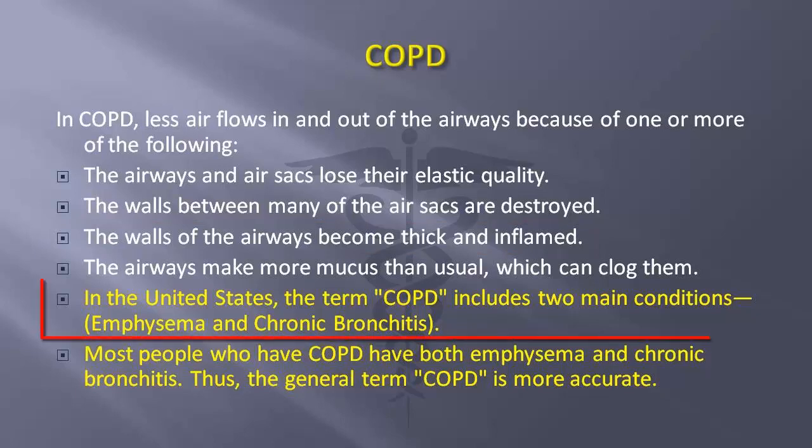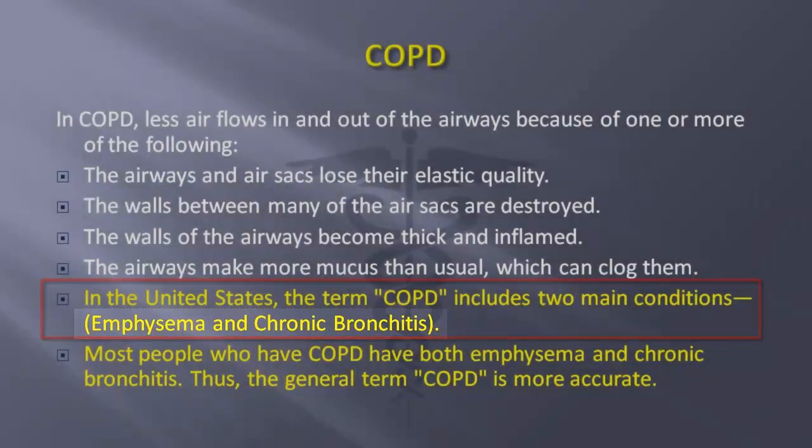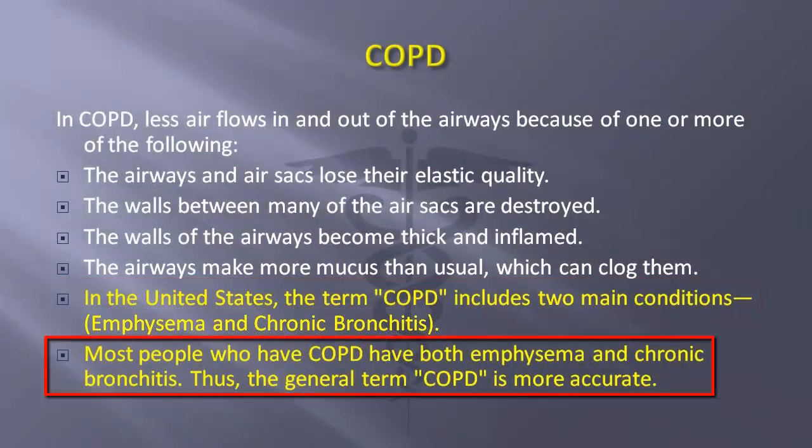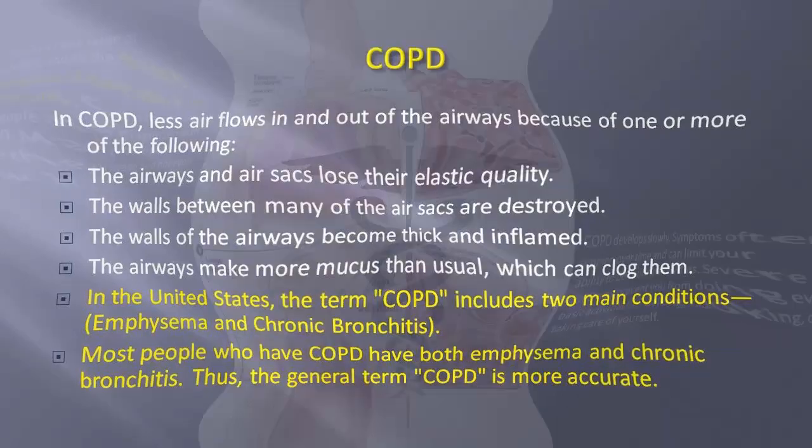In the United States, the term COPD includes two main conditions, emphysema and chronic bronchitis. Most people who have COPD have both emphysema and chronic bronchitis. Thus, the general term COPD is more accurate. The following slides illustrate patients with COPD, bronchitis, and emphysema.